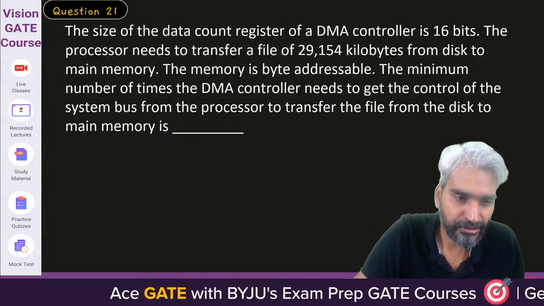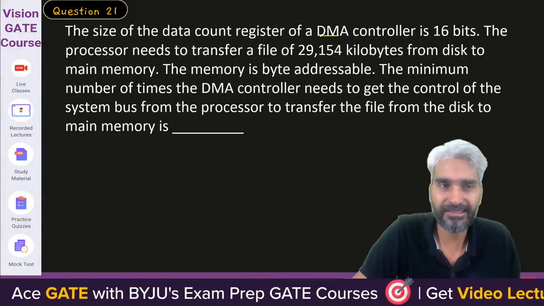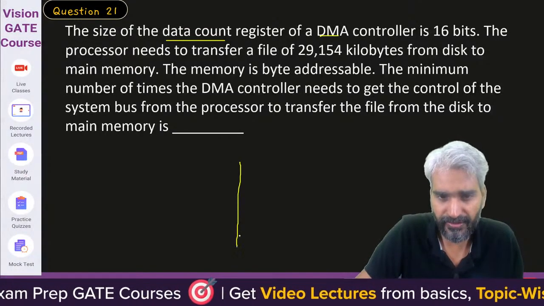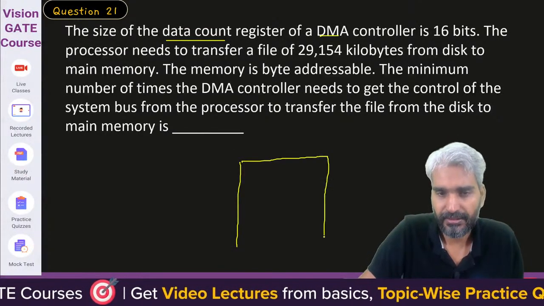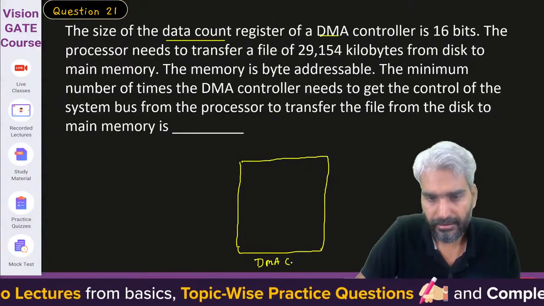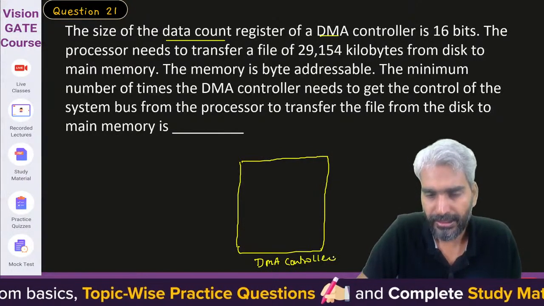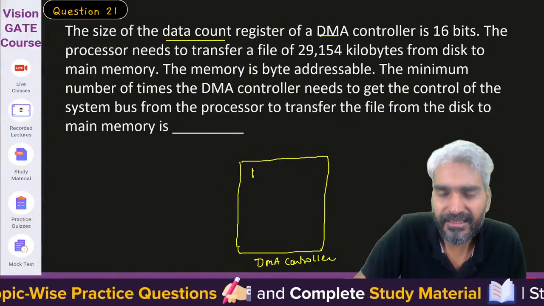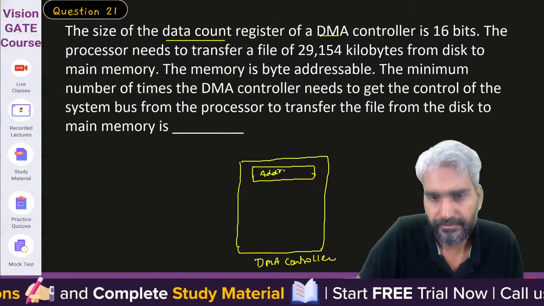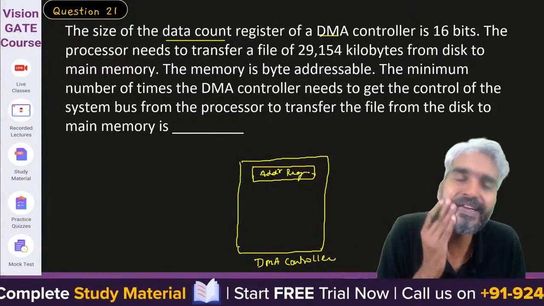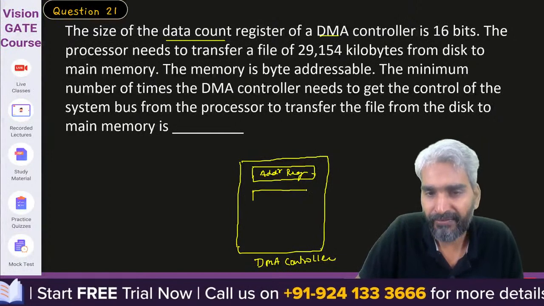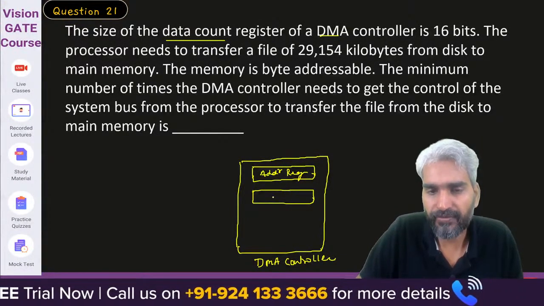This is the last question. It is related to the concept of DMA. What does it say? The size of the data count register. I hope you all know the context of the DMA controller. This is your DMAC, your DMA controller. There are various things. You will have one register known as the address register. This address register contains the address of the memory location at which you need to perform the next operation. Apart from that, it also consists of a count register.